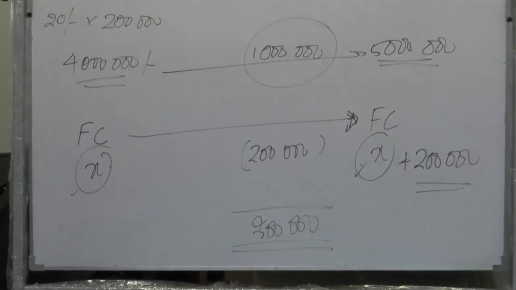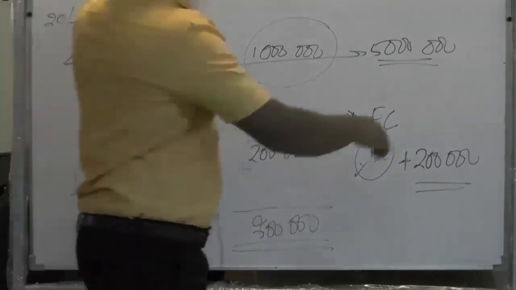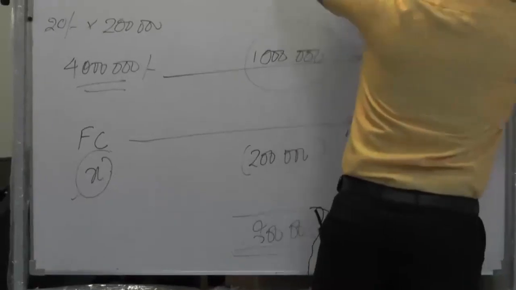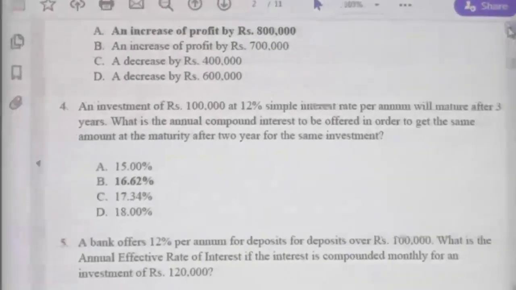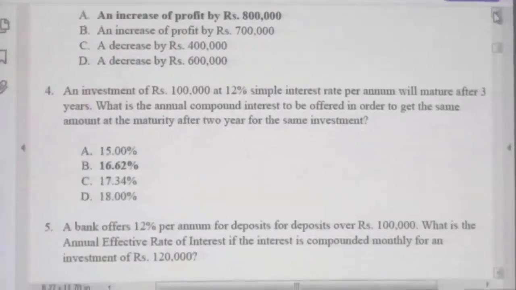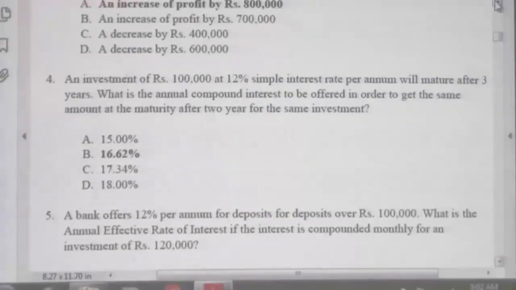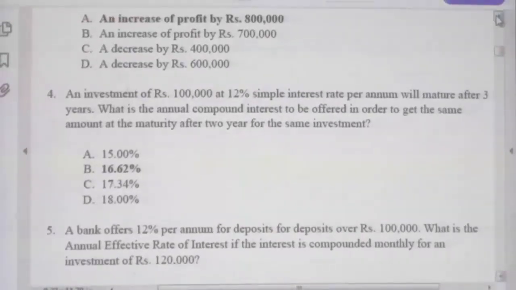Yes, here answer A, increase the profit by 800,000, right. Now let's take question number 4. Please read the question. I am directly using the whiteboard, since each and every question we have calculations. Please download your question and watch the video while you refer to the paper.